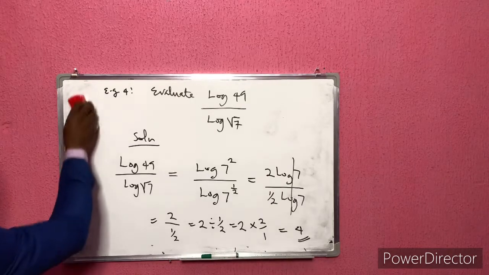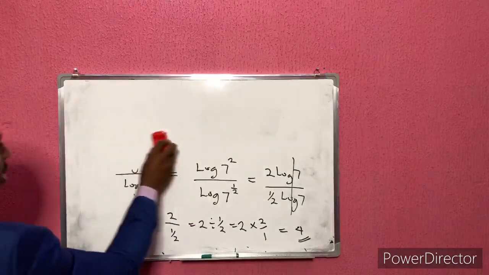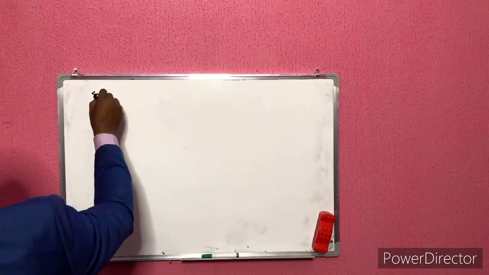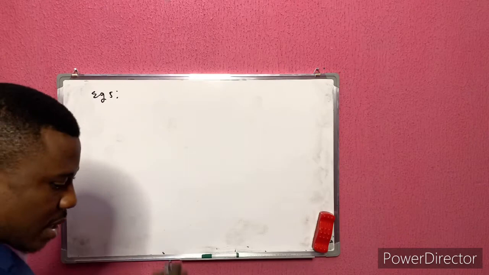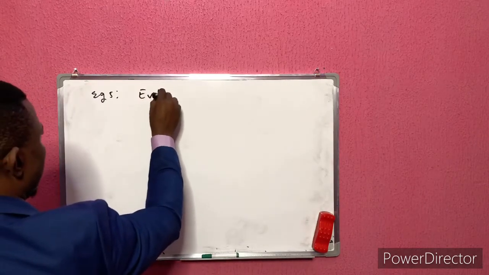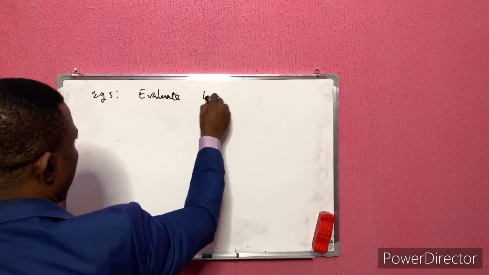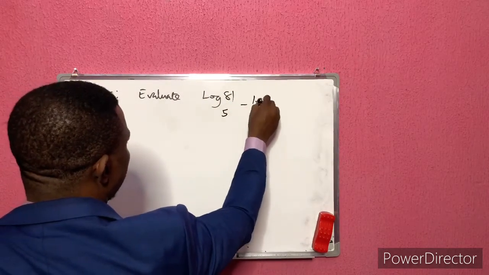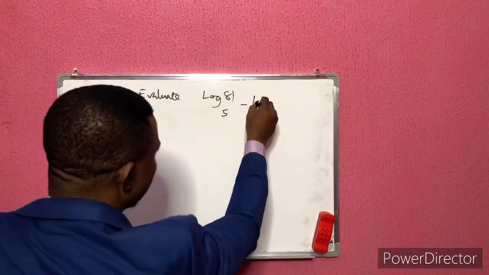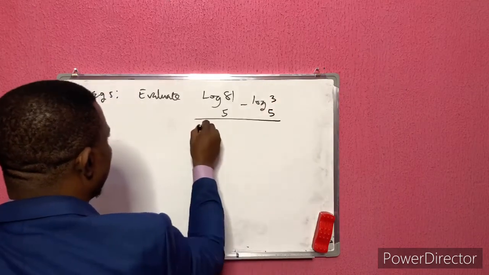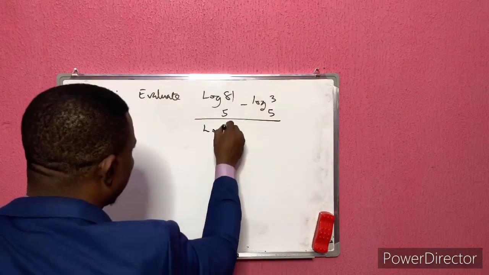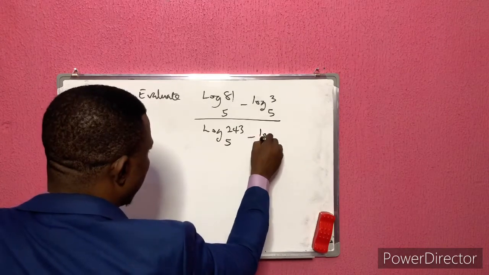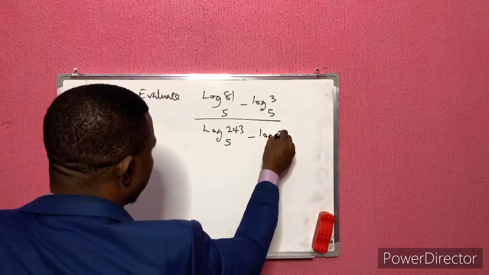The last example will be example 5. Evaluate log 81 base 5 minus log 3 base 5 all over log 243 base 5 minus log 9 base 5.